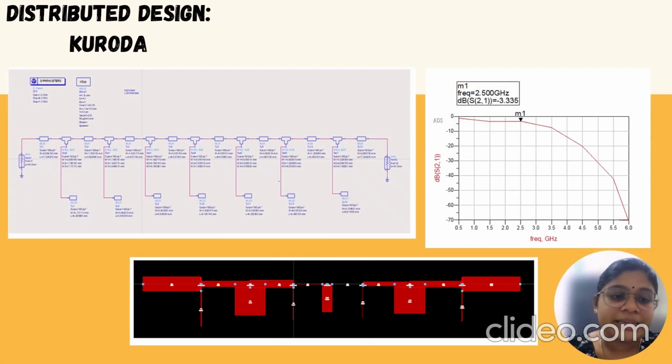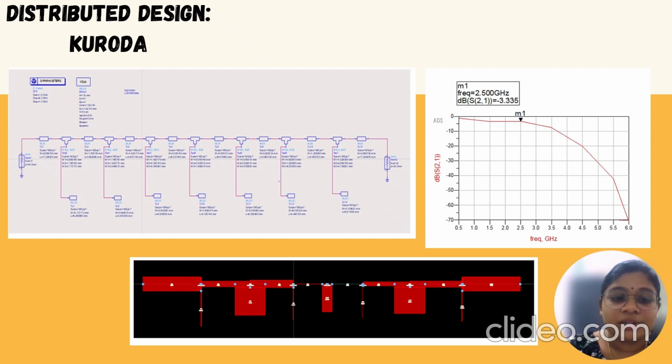Now we can see the complete distributed filter schematic built in ADS. So the filter is implemented entirely with transmission line sections, each having a specific characteristic impedance and electrical length that were calculated and transformed using Kuroda identities. So the open or short circuit stubs replace the lumped capacitors and inductors from the original design. So on the right side, the plot shows the S21 response for the distributed filter, in dB versus frequency.